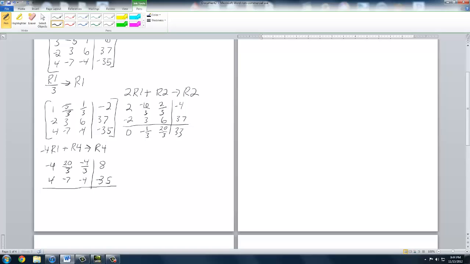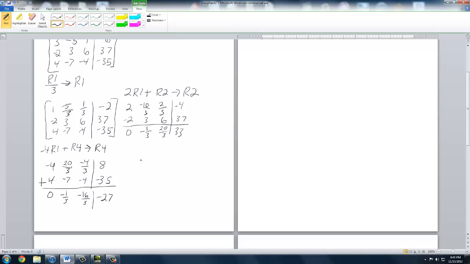Then we add these two up. Negative 4 plus 4 is 0. 20 thirds minus 7 is negative 1 third. Negative 4 thirds minus 4 is negative 16 thirds. And 8 minus 35 is negative 27. The handwriting's terrible, but I'm having trouble with the tablet here.